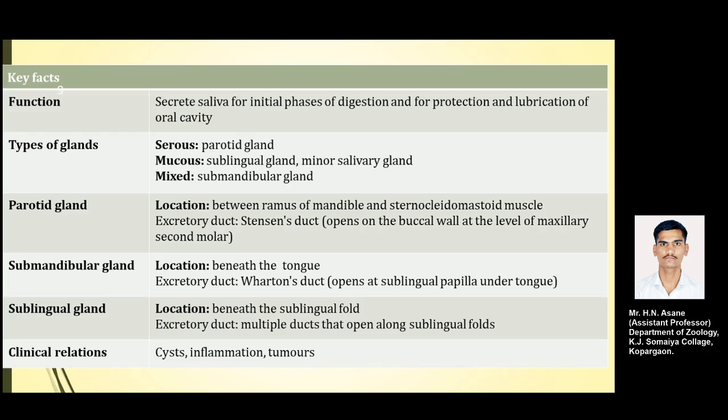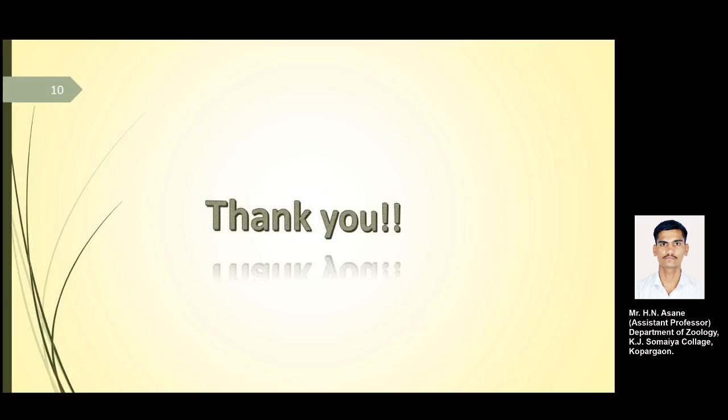Okay, so these are the three types of salivary glands. We have seen the parotid gland, the largest gland among the salivary glands, then the submandibular gland, and then the sublingual gland. Okay, so we are going to stop here, and we will meet in the next session for the other two glands associated with the digestive system, that will be the liver, and second the pancreas. Okay, thank you.